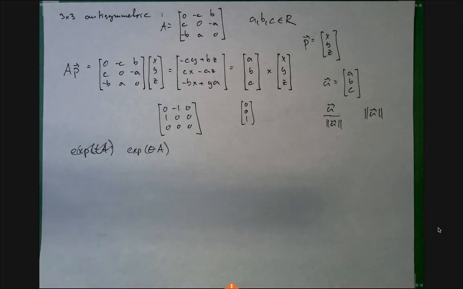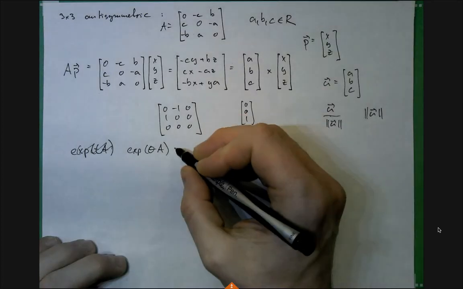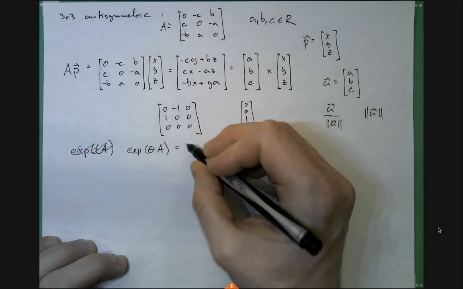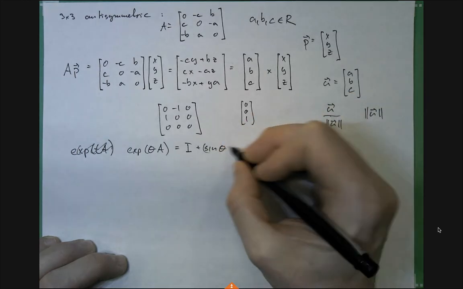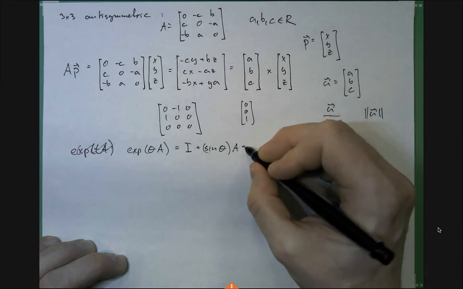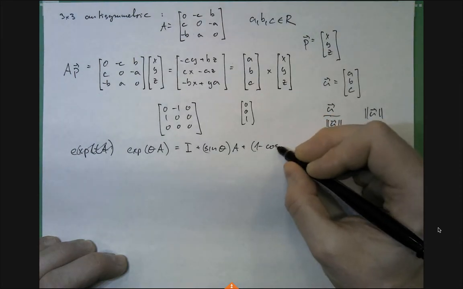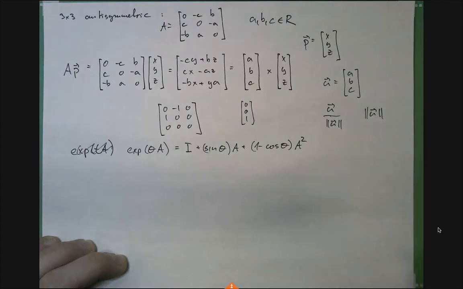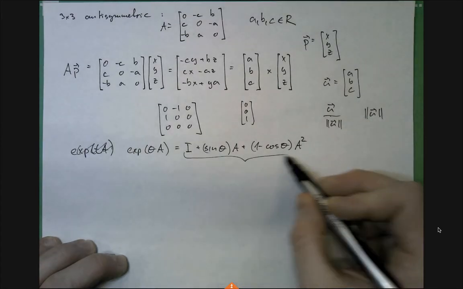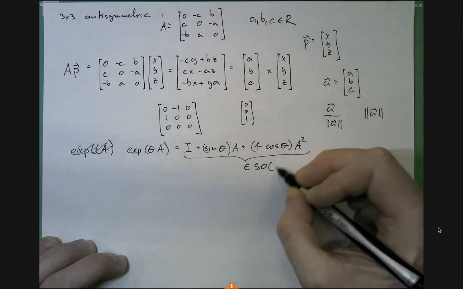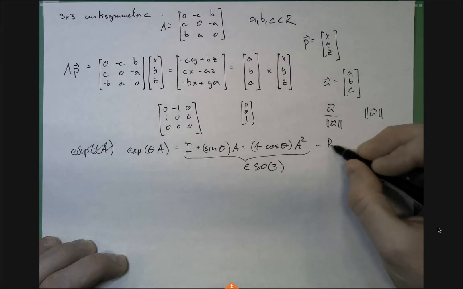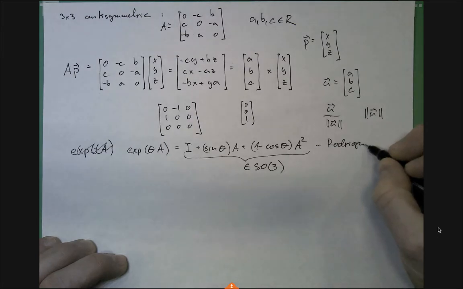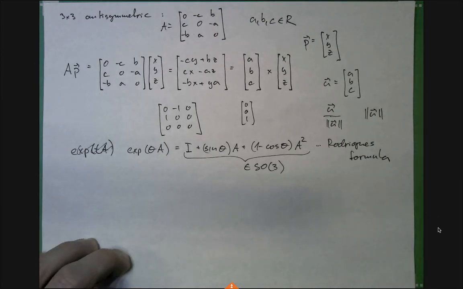There actually is a specific formula for it. You can derive it with some work, but I'm not gonna do that. The formula looks like this: I plus sine theta A plus (1 minus cosine theta) A squared. And this is always a rotation matrix, so an element of SO(3). This formula is called the Rodrigues formula. And it's a useful thing.